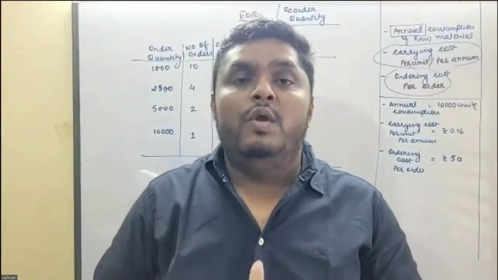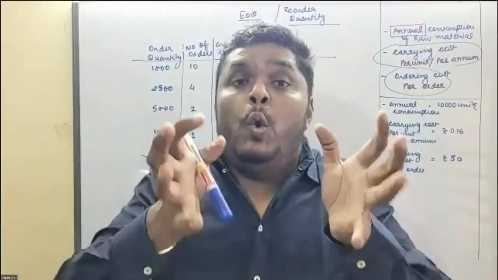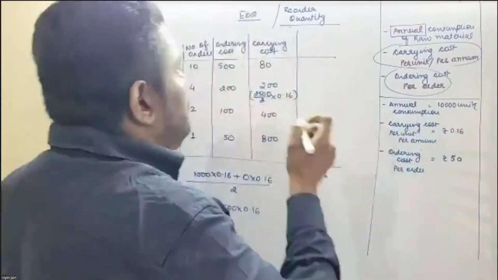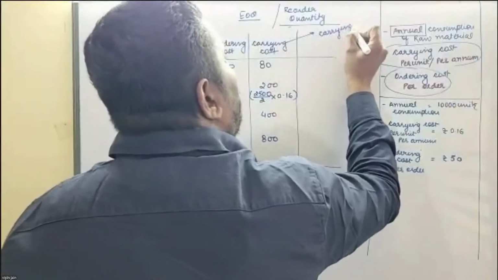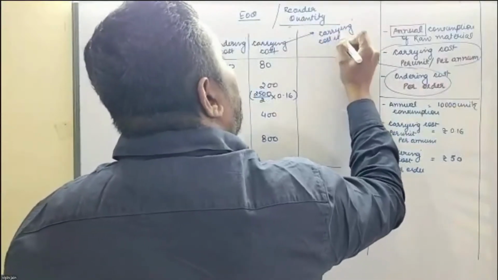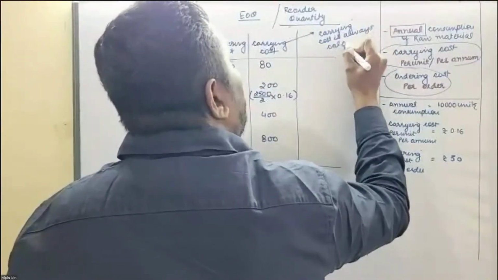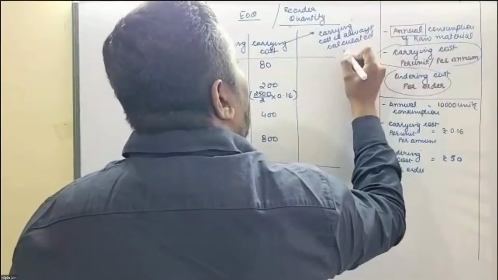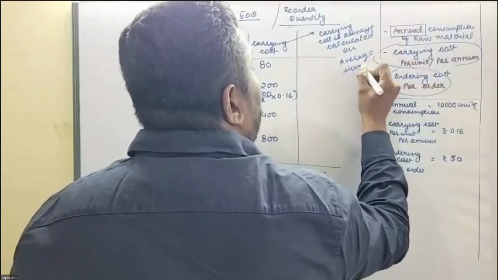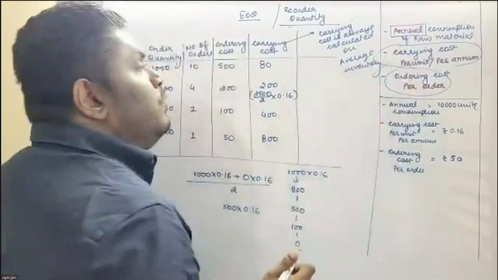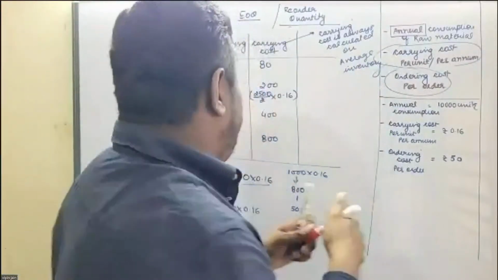So the point is very simple, guys. The carrying cost is always calculated on average inventory. Why? I have already explained. So we can say carrying cost is always calculated on average inventory. Do make a note of it. Carrying cost is always calculated at average inventory.